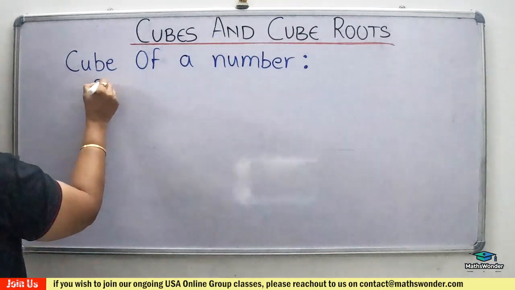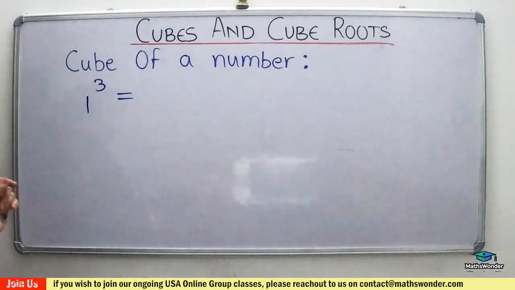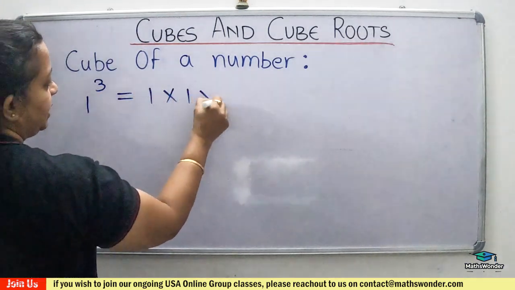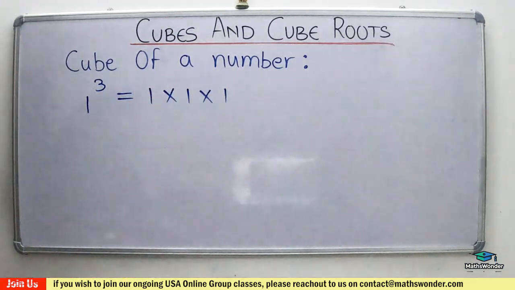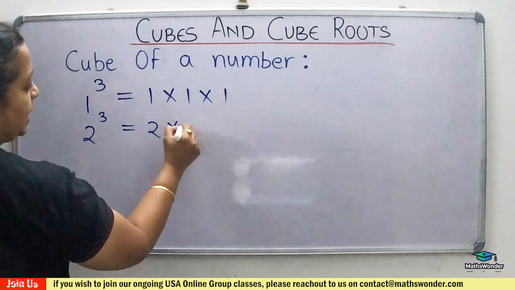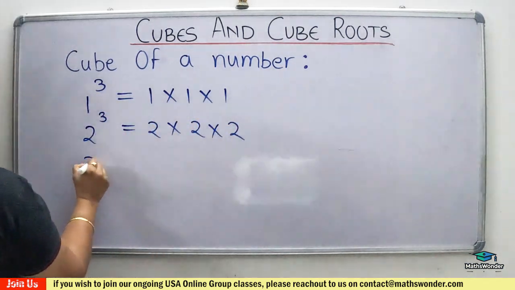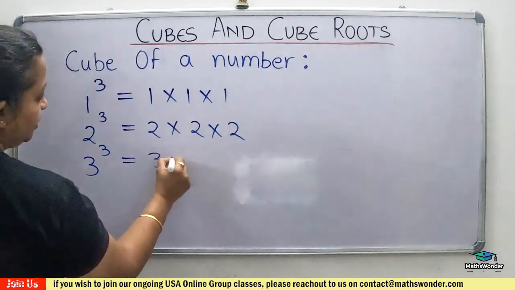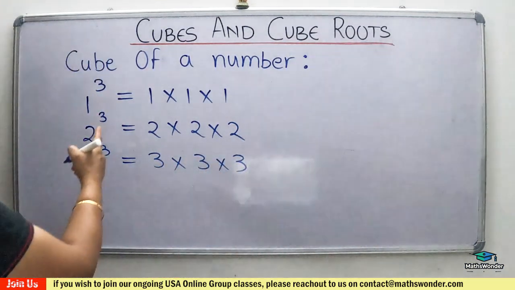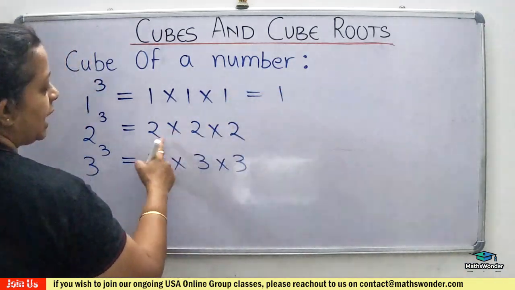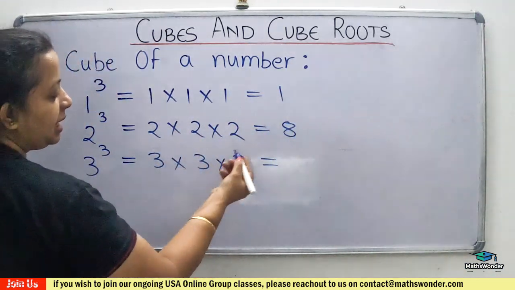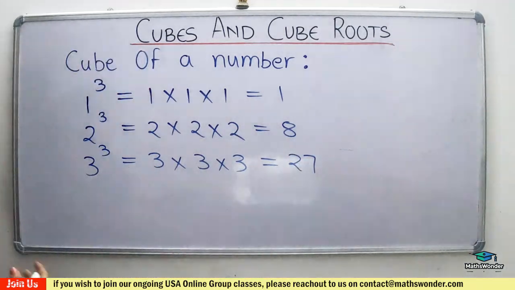Suppose 1 raised to the power 3. How can you expand it? 1 times 1 times 1. So suppose 2 cube, how can you write it? 2 times 2 times 2. 3 cube like that, 3 times 3 times 3. And we'll multiply it. So 1 times 1 times 1 will be 1, 2 times 2 times 2 will be 8, 3 times 3 times 3 will be 27, and so on.